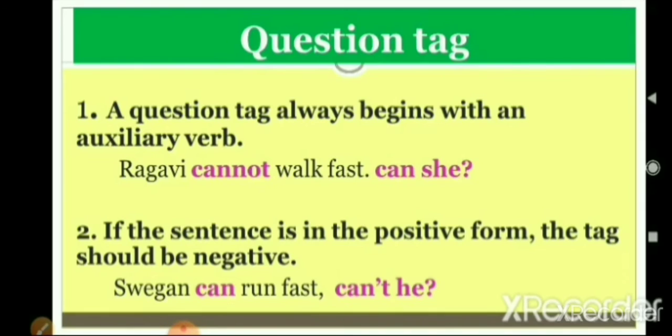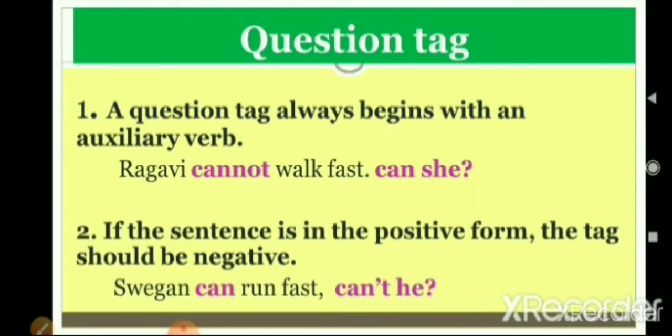Yes, children. So let us see few examples. A question tag always begins with an auxiliary verb. Only in the absence of an auxiliary verb, an appropriate form of do verb it will take. So, Rahavi cannot walk fast. Now the sentence is in positive form, so it will take negative question tag. Can she? If the sentence is in the positive form, then the tag should be negative.